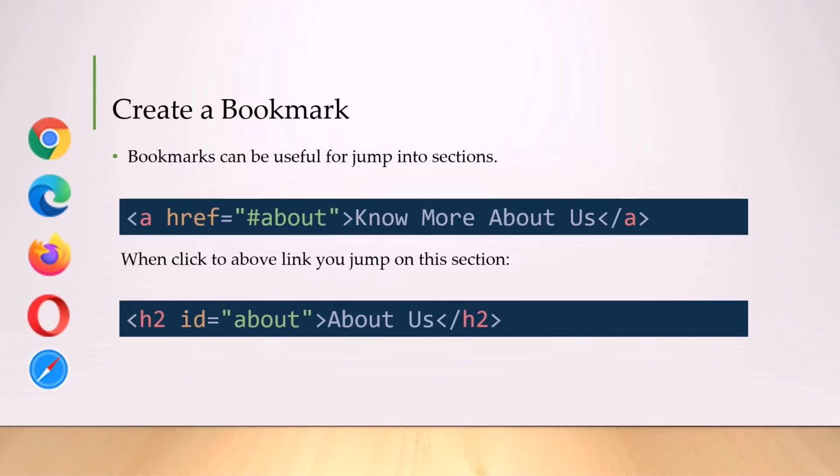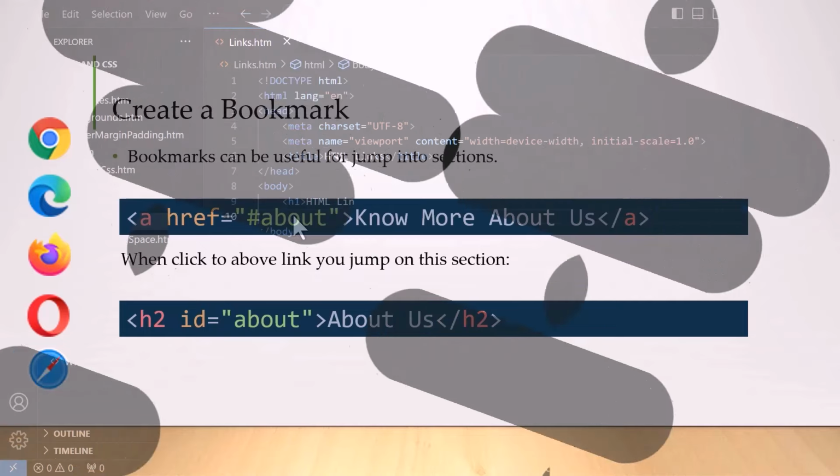Using hyperlinks, you can create bookmarks. To define bookmarks, you need a link and a target place that the link should go to. For example, here we define our link using an a element, and when the user clicks on this text in our HTML document, he will jump to another section of our document that is called About Us. The href attribute here starts with a hash character followed by the ID of the section that you want to go to. Let's see HTML links in action.